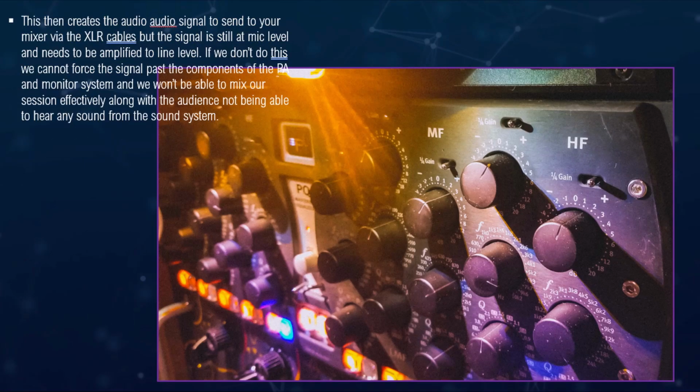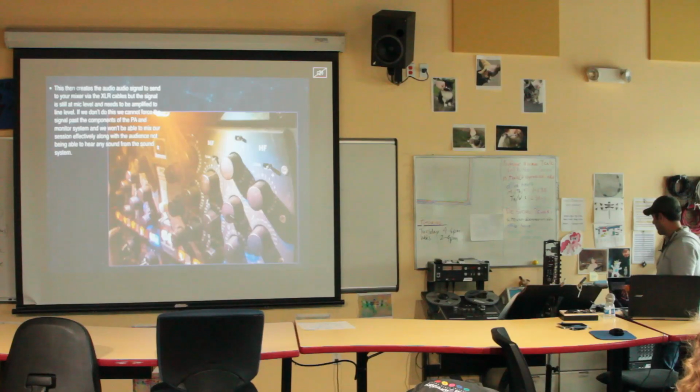And then this creates the audio signal to send to your mixer via XLR cables, but the signal is still at mic level and needs to be amplified to line level. If we don't do this, we cannot force the signal past the components of the PA system, and basically we can't move the cones of the speakers to hear anything. So we need to amplify the signal.